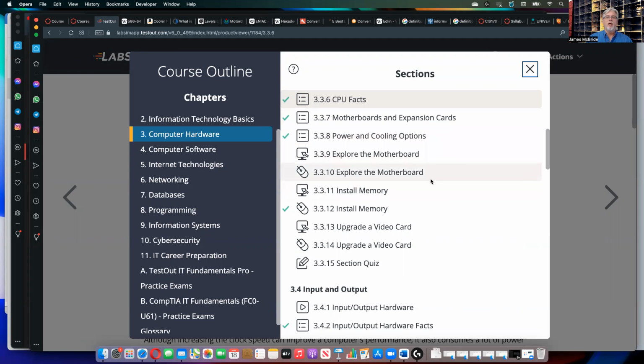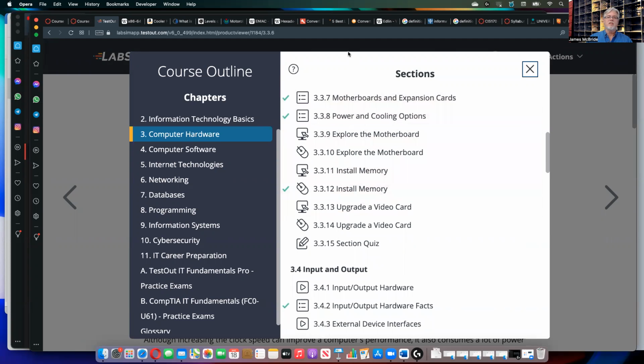All right, so I think that's it for the processors. We'll take a look at input and output.